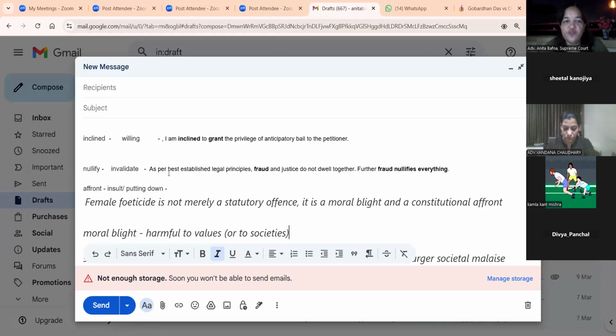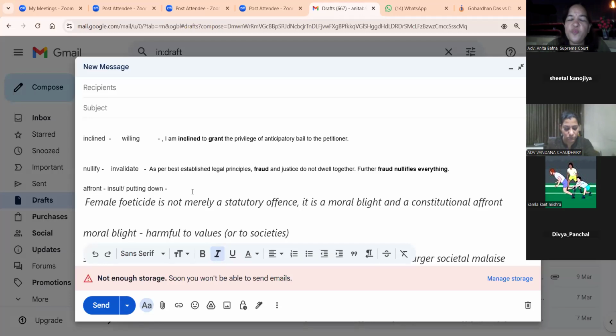Next is nullify. We all know it. Invalidate. As per the best established legal principle, fraud and justice do not dwell together. See, when you learn a word, you don't learn one word. You learn the sentence also with meaning. Do not dwell together. Further, fraud nullifies everything. Fraud सब कुछ invalidate कर देता है.